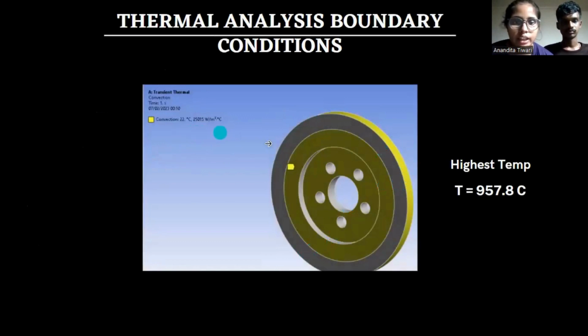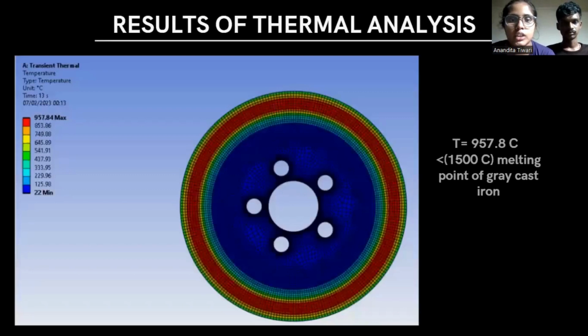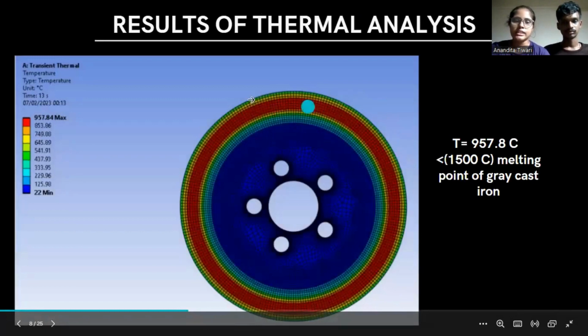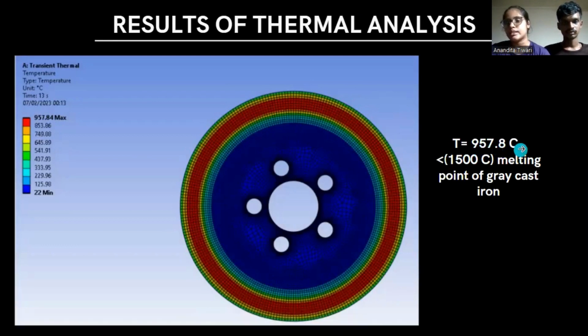We gave convection on this area, and we chose this because this area will be exposed to the air for convection. The result we got was that the maximum temperature will be attained by this surface, as this surface will be in contact with the brake pads, and the temperature it will reach was around 957.8 degrees Celsius, which is less than the melting point of the gray cast iron. So this design works in this aspect.